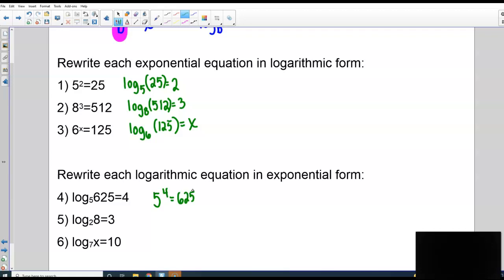Who wants to try number 5? All right, Major? 2 to the 3rd is 8. Perfect. All right. How about number 6? Who wants to try number 6? All right. Let me think for a second. I can't get it. What's your name? Cade. Okay, Cade. What is it? 7 to the power of 10. Perfect.